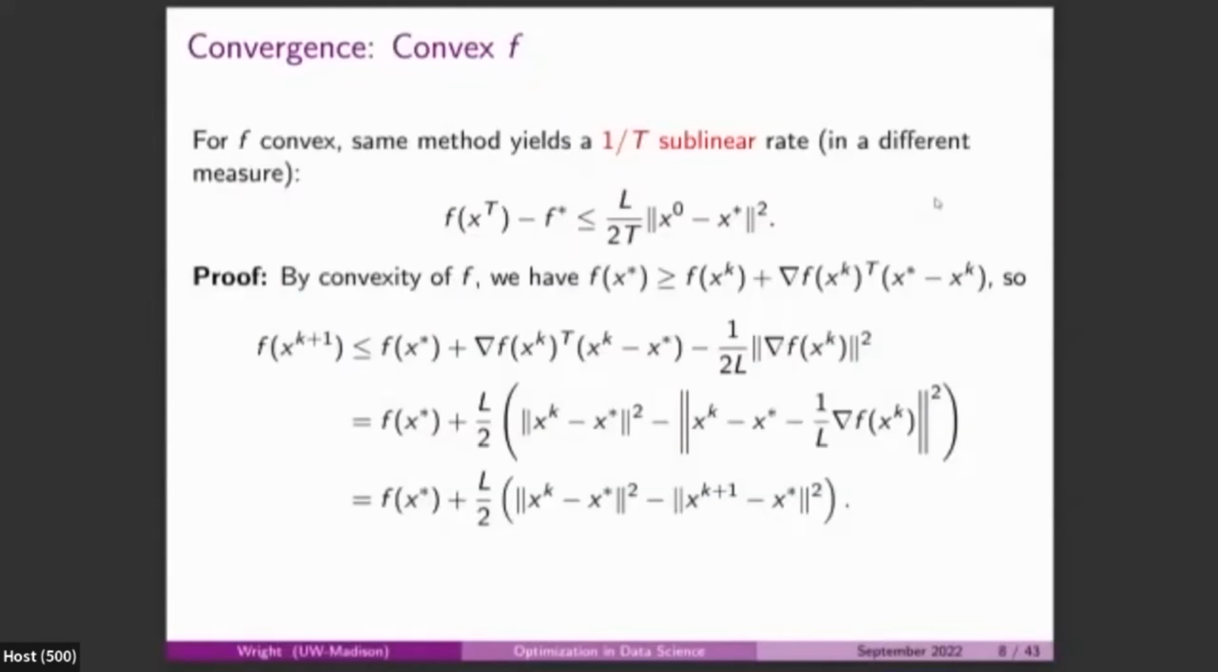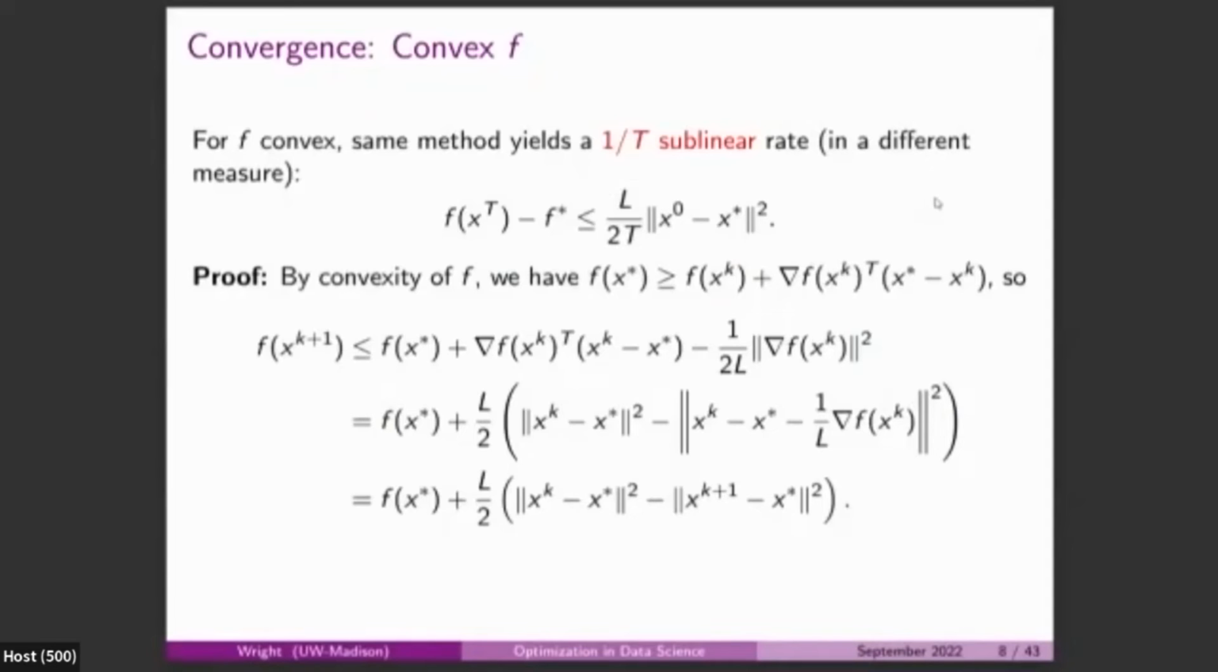Now, if you know something more, if you know that the problem is not a general smooth function, but actually a convex function, you can get a 1 over t bound. The 1 over t bound is on something different here. It's not on the minimum gradient norm. It's on the difference between the function value at xt and the optimal function value. That goes down like 1 over t as the number of iterations t increases.